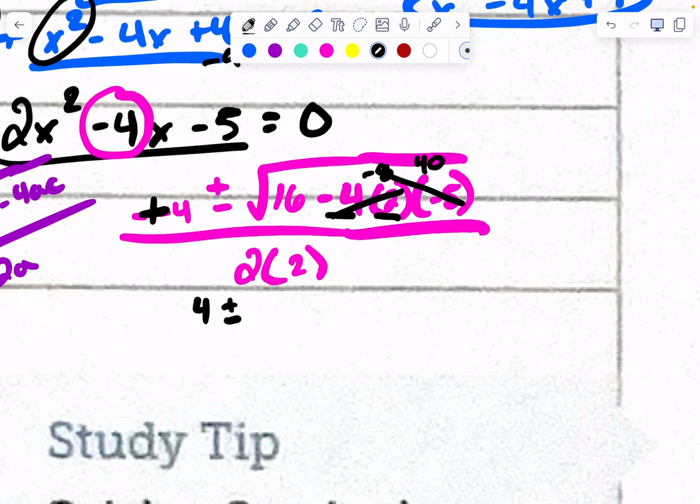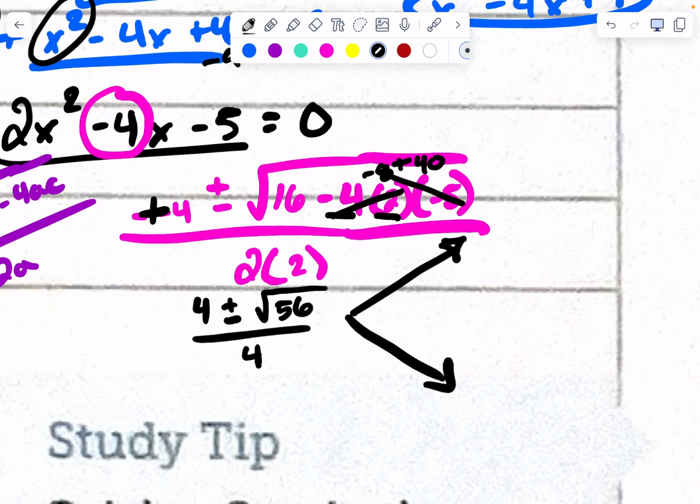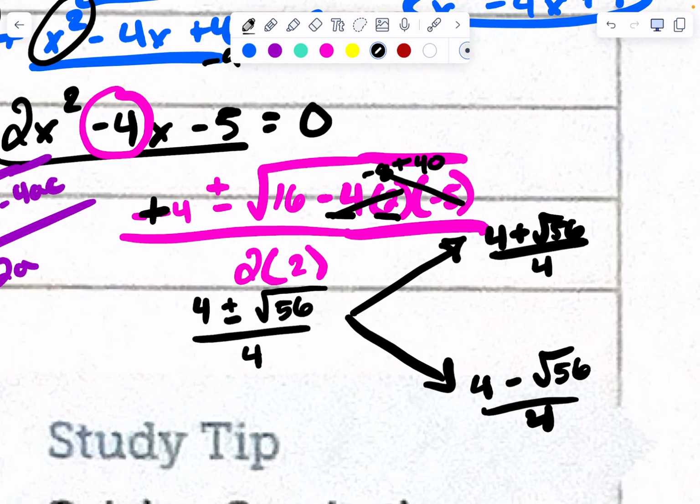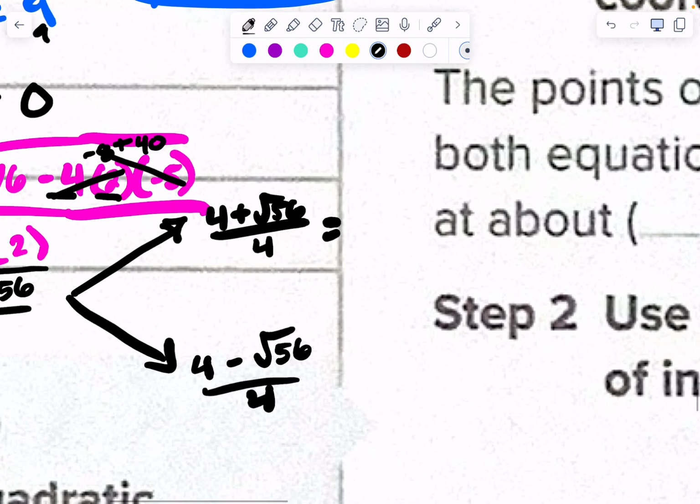What do I do with 40 and 16? Add them. Yeah, 16 plus 40, because now it's a positive 40, right? It's the square root of 56, all over 4. Okay, so we're going to get two answers. We're going to get 4 plus the square root of 56 over 4, and we're going to get 4 minus the square root of 56 over 4. If you type the top one in, you get 2.87. If you subtract it, you get negative 0.87. Okay? Crazy. That gave you x.